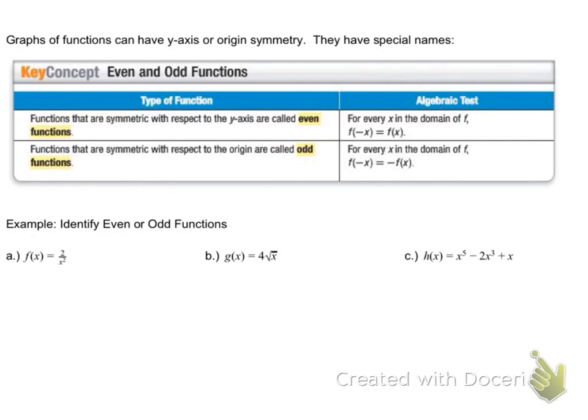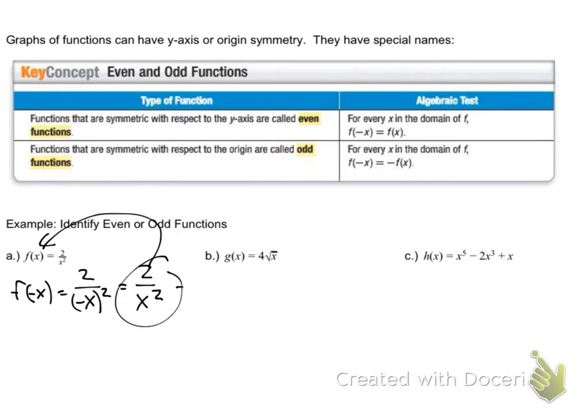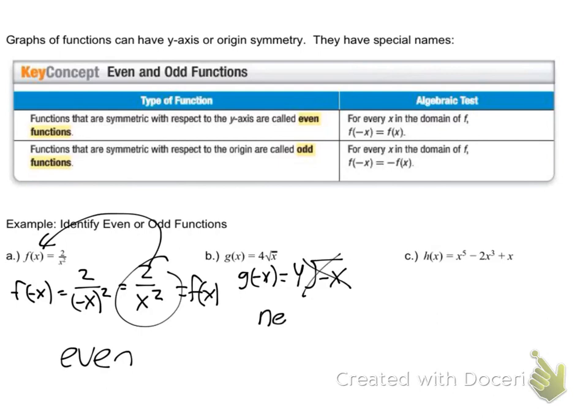The first one here: if I put a negative x in, I'll have 2 over the opposite of x squared. But when I square a negative, it becomes positive. If this is the original function, f of x, then this is an even function, because the function evaluated for negative x is the same thing as f of x. Think of your quadratics, parabolas, things like that, where you square it and the negative disappears. That's an even function. The middle function, if I put in a negative x value, would become 4 square root of negative x. Now, hey, wait a minute, we can't take the square root of a negative number, so it's not in the domain, therefore it is neither.